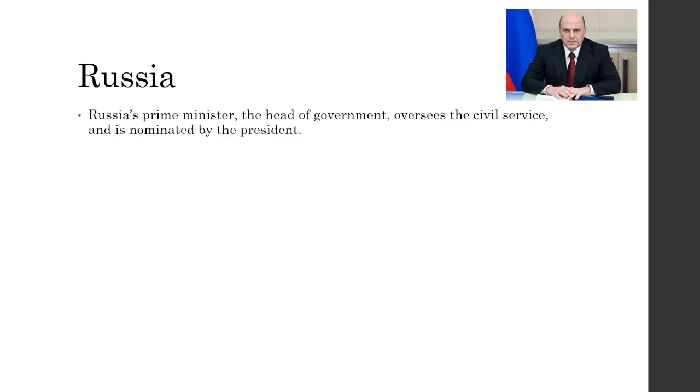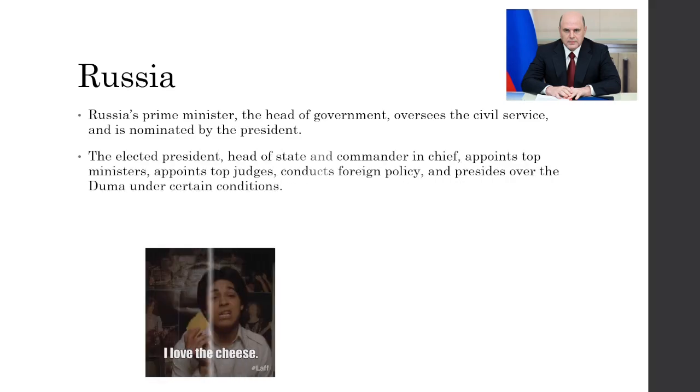So Russia's prime minister is the head of government, and they oversee the civil service, and they're nominated by the president. They're not elected by the people. The elected president is the head of state and commander-in-chief. Typically, those go side by side, like I said. They appoint the top ministers, appoint top judges, conduct foreign policy, and they preside over the Duma under certain conditions.